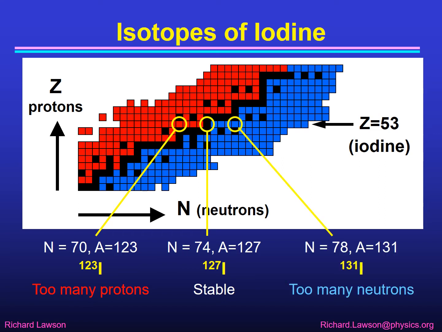The blue square here, on the other hand, has got more neutrons. It's got 78 neutrons compared with the 74 that made it stable. So the total mass of 78 neutrons and 53 protons makes a mass of 131, which is iodine 131, and that's radioactive because it's got too many neutrons. But crucially, all of these are chemically identical. They all behave the same chemically, but because some of them are radioactive, we can make use of them, for example, to follow where they go in particular reactions.